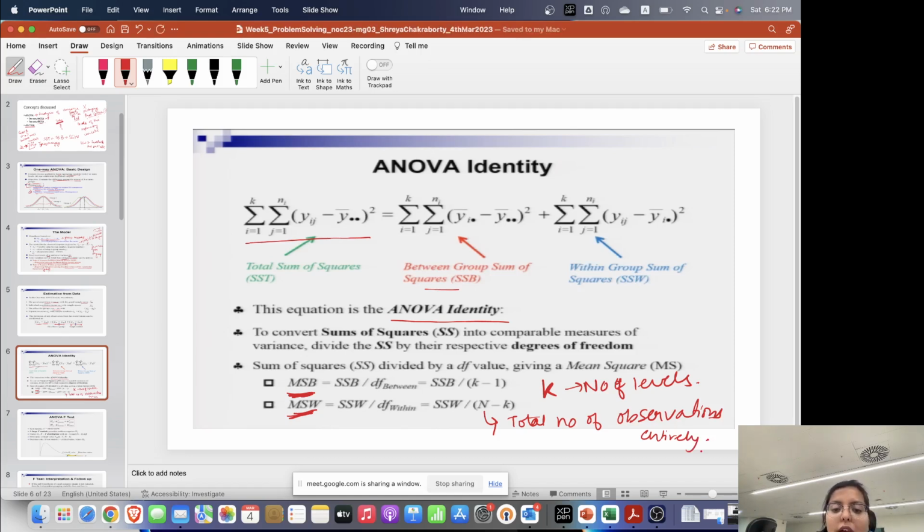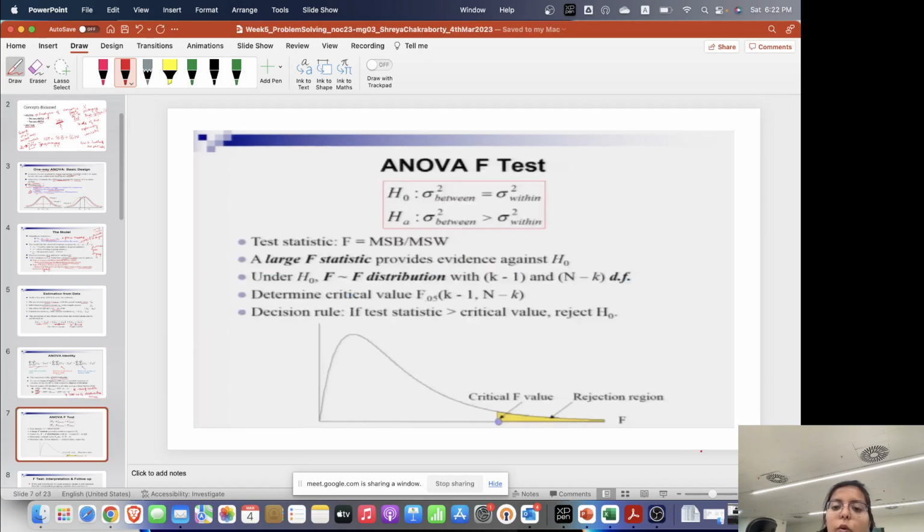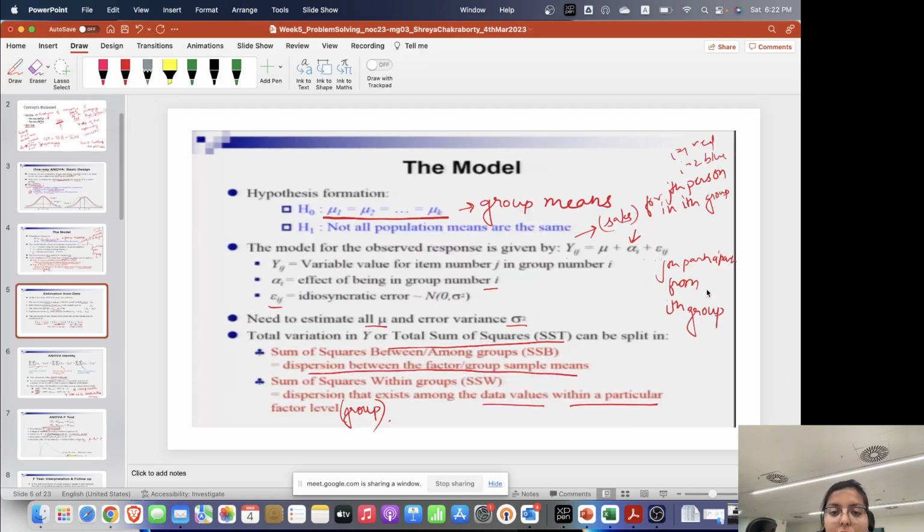So then once we have this MSB and MSW, we are going to calculate the ratio MSB by MSW and then compare it with the F critical, which is nothing but the F distribution with k minus 1 and N minus k degrees of freedom. And if we find that the observed F value is greater than this F critical value, then we are going to reject the null. And what was the null? That mu1 equals mu2 equals whatever we had, up to muk.